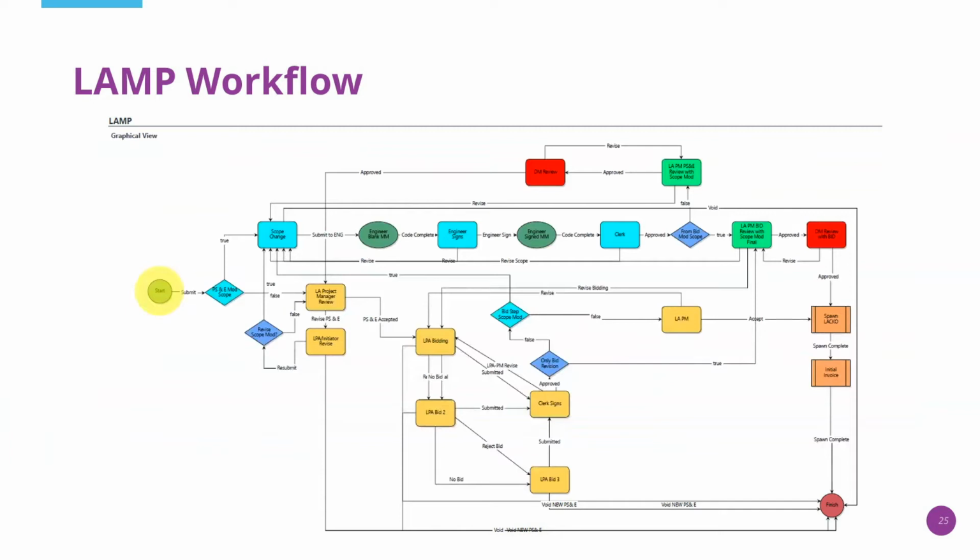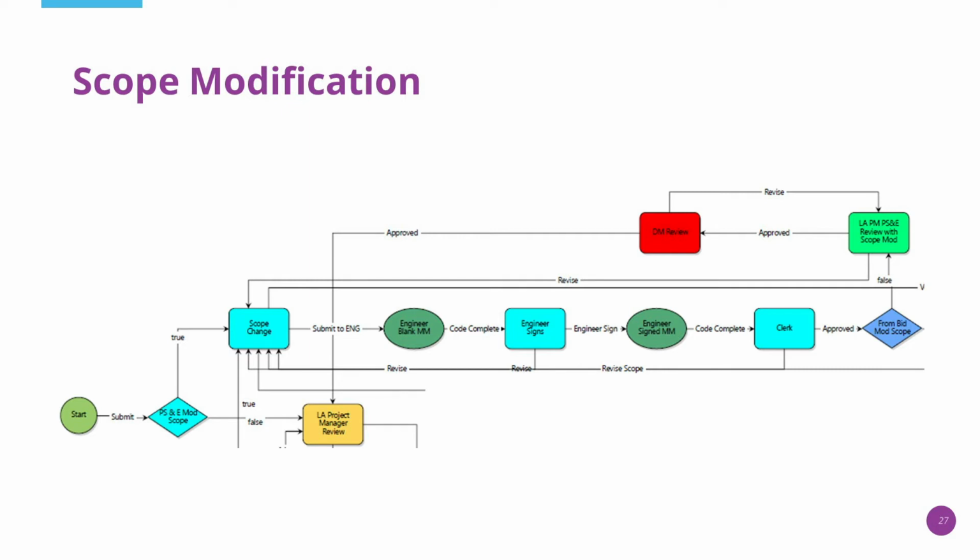This is the entire LAMP workflow. You'll see that it starts here on the left where there is a yellow dot over the Start button. As you can see, there are numerous opportunities for revisions and resubmissions along the way. If you have a scope modification, the process will first go to the engineer and then the clerk and then the local aid project manager and then the district manager for review before the PS&E goes to the local aid project manager for review. This is a close-up of the scope modification part of the LAMP process.